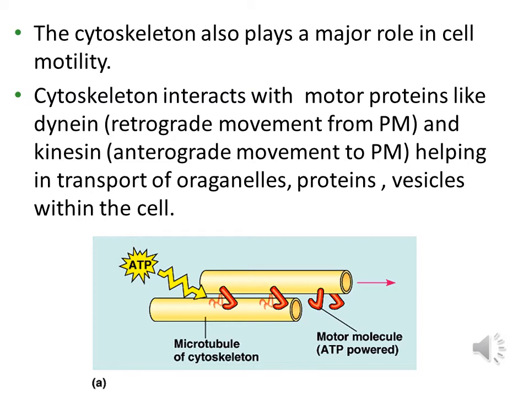An important thing you need to remember is that dynein is the motor protein involved in retrograde transport. Retrograde transport means from the plasma membrane to the nucleus, while kinesin is involved in anterograde transport from the nucleus to the plasma membrane. You need to remember these 2 points for your exams.